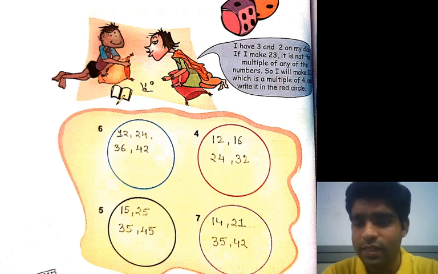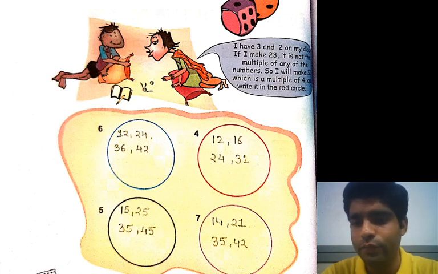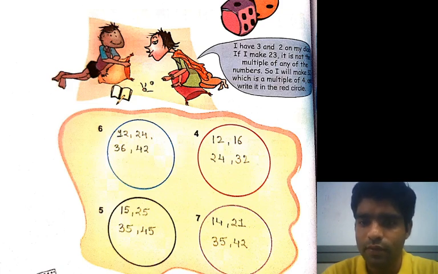Okay, now let's start from the 4. I will write 12, 16, 24, 32. These are all multiples of 4, because in the 4 table 12 will come here. 4 3s are 12, 4 4s are 16, 4 6s are 24 also, and 4 8s are 32. All these 4 numbers are multiples of 4.